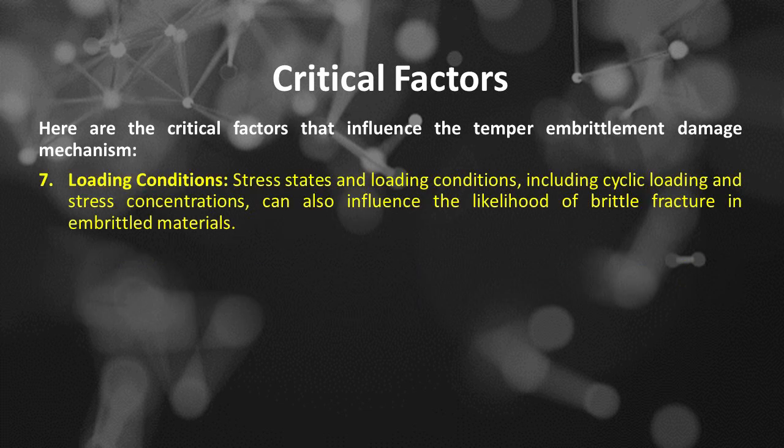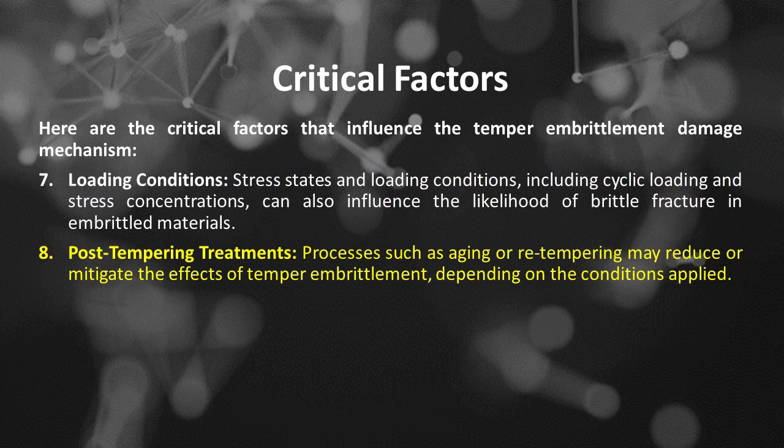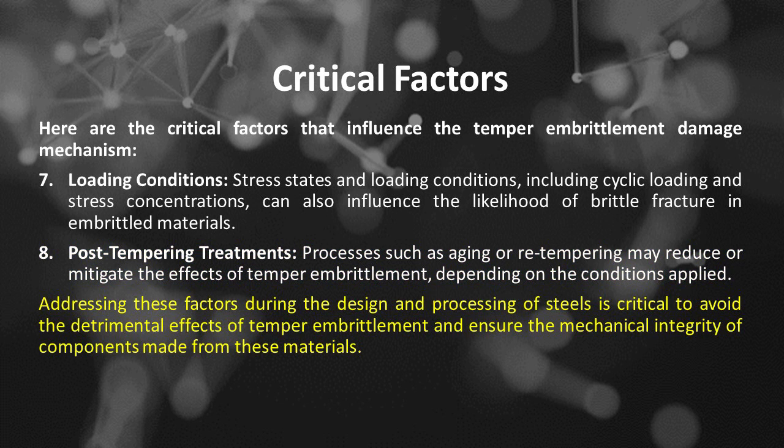Number 7 is loading conditions. Stress states and loading conditions, including cyclic loading and stress concentrations, can also influence the likelihood of brittle fracture in embrittled materials. Number 8 is post-tempering treatments. Processes such as aging or retempering may reduce or mitigate the effects of temper embrittlement, depending on the conditions applied. Addressing these factors during the design and processing of steels is critical to avoid the detrimental effects of temper embrittlement and ensure the mechanical integrity of components made from these materials.